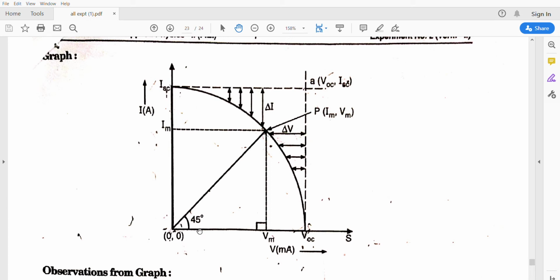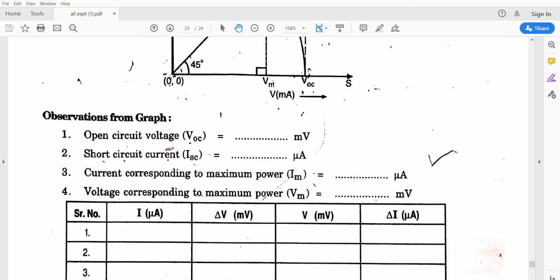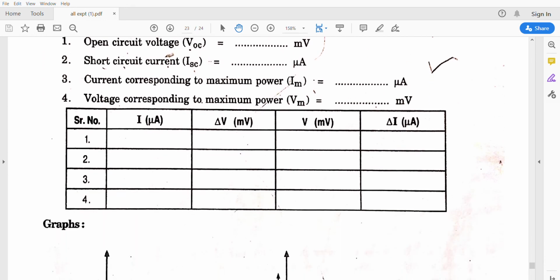Here the voltage and current variations are shown in the graph. Voltage is taken on the x-axis and current is taken on the y-axis. From that we draw the graph. Here the maximum open circuit voltage is on the x-axis, and the maximum current, that is the short circuit current, is on the y-axis. From this you can take any two points on the graph, Vm on the x-axis and Im on the y-axis. From the graph you can understand VOC, ISC, Im and Vm.